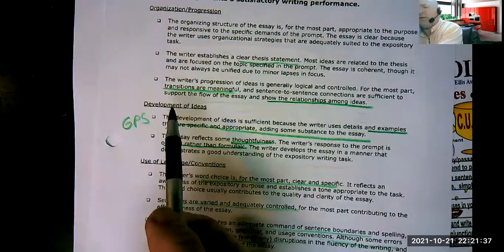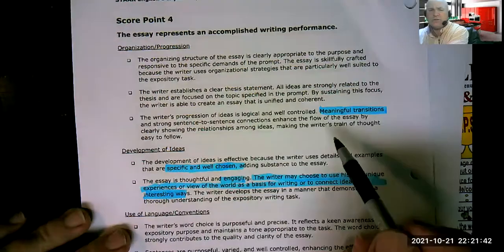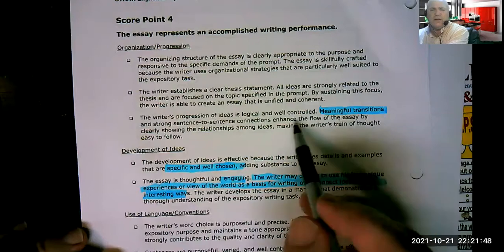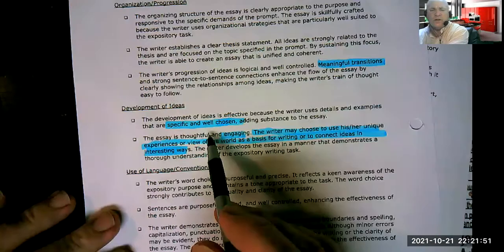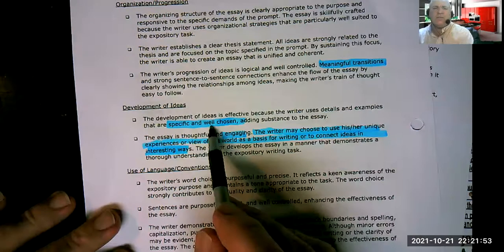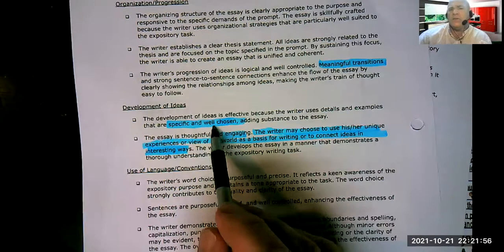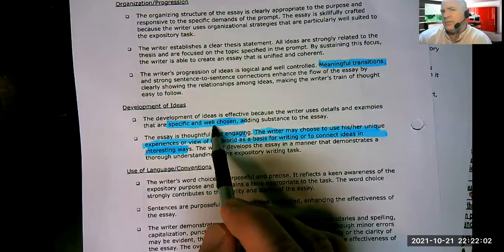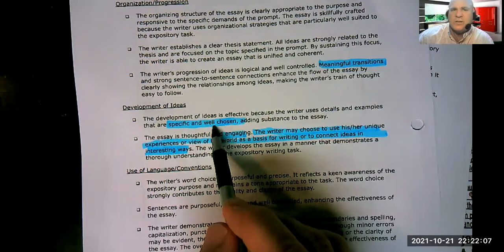Let me show you the clear differences between a 3 and a 4. Meaningful transitions, strong sentence-to-sentence connections. The idea is specific and well chosen. In other words, this is an outside the box idea. I call it in my trainings the bling, not the blah. If the reader has to grade 100 to 200 essays per person, and that's per day, and that's what they do because they get paid to grade quantity and quality, unfortunately.